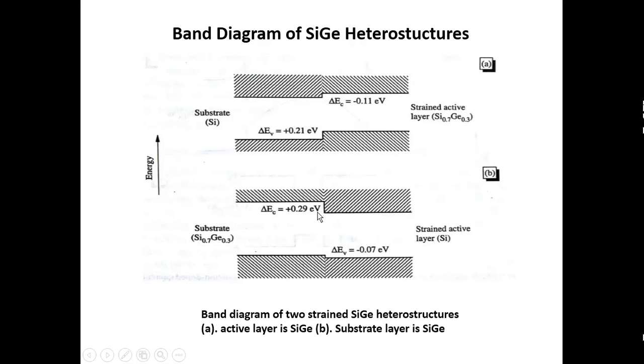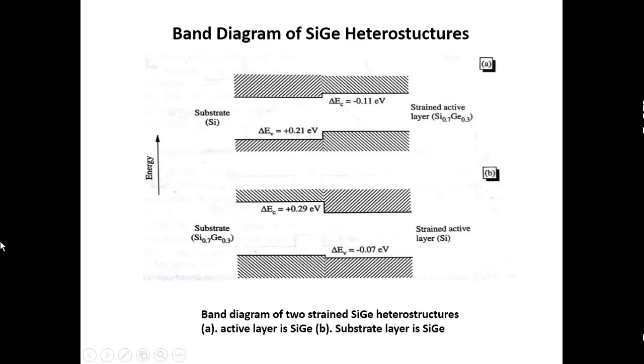So there is a huge difference. In these two band diagrams of Si-Ge heterostructures, both are Si-Ge heterostructures only. In this particular heterostructure, the active layer is Si-Ge. That is, Si-Ge is grown over silicon. In the second case, B, Si-Ge is the substrate and the active layer is silicon.